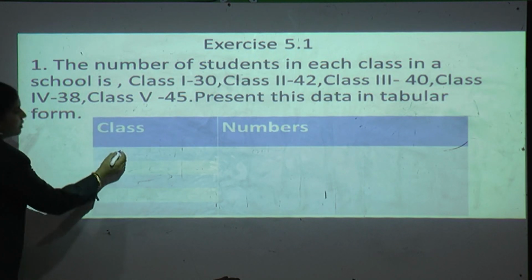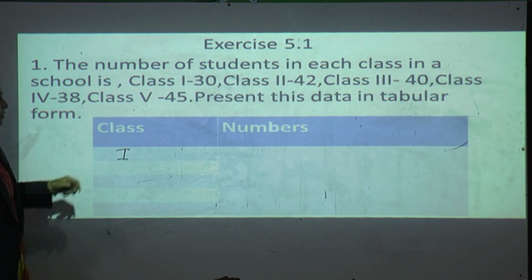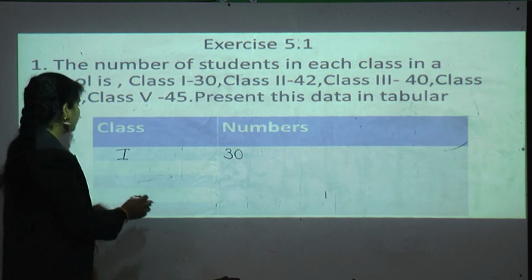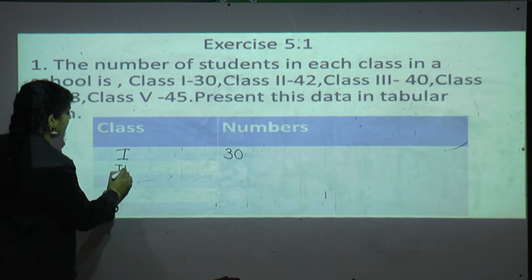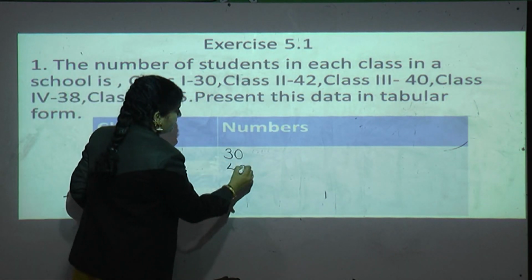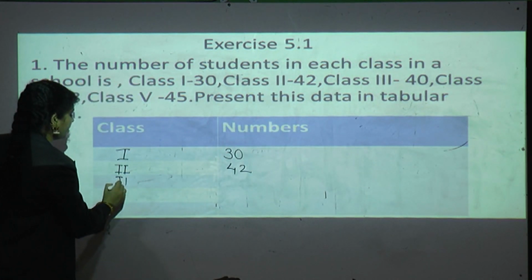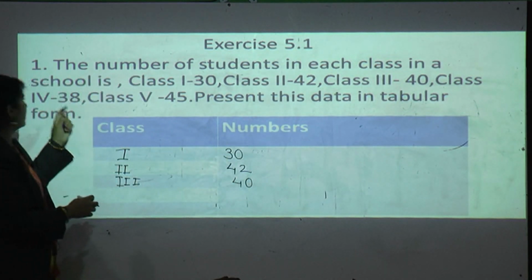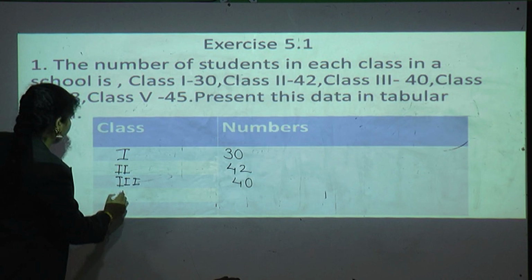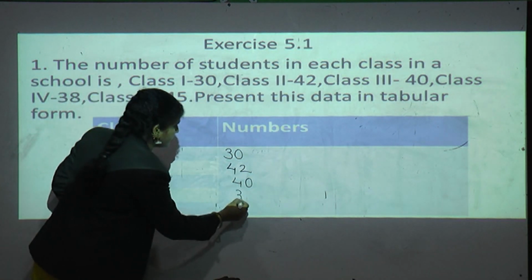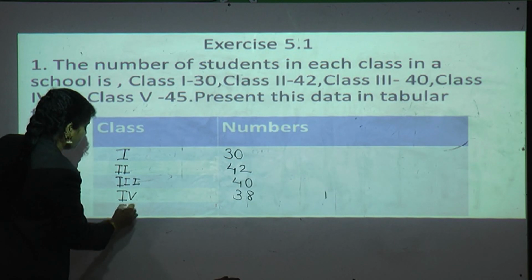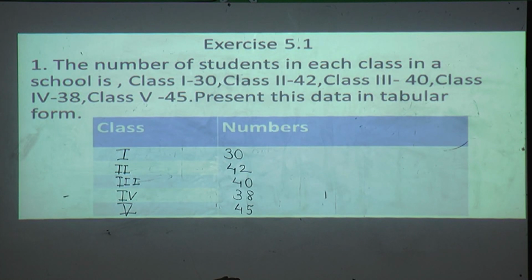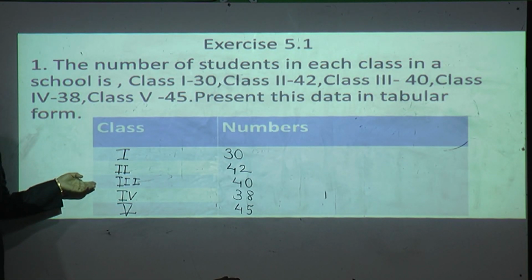Here, class 1. How many students? 30 students. Class 2, here 42 students. And class 3, here students, how many? 40. And in class 4, 38 students. In class 5, 45 students. So, in this way you can show it in the tabular form.